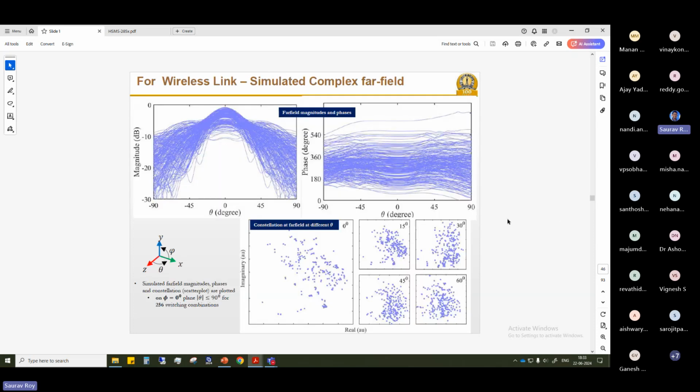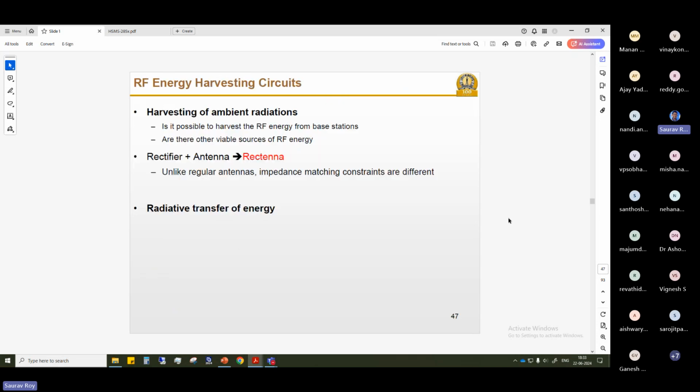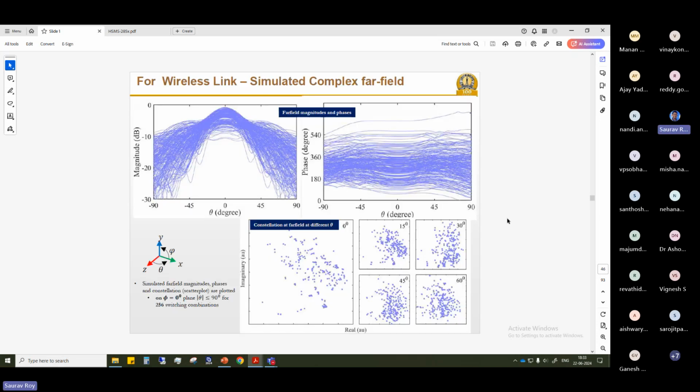So this is the part so far, and then we'll go to RF energy harvesting. Before going there, do you have any doubts so far?